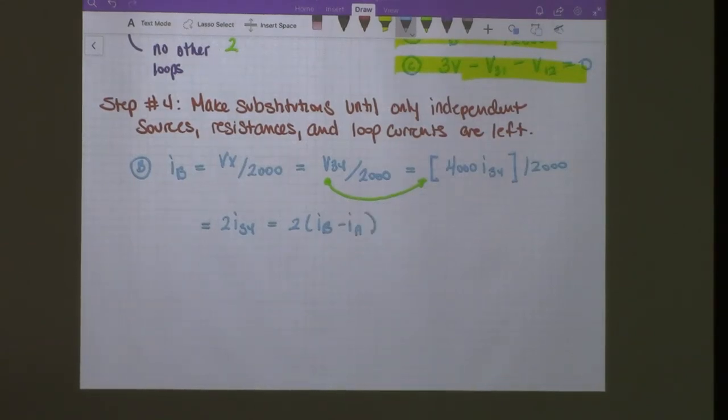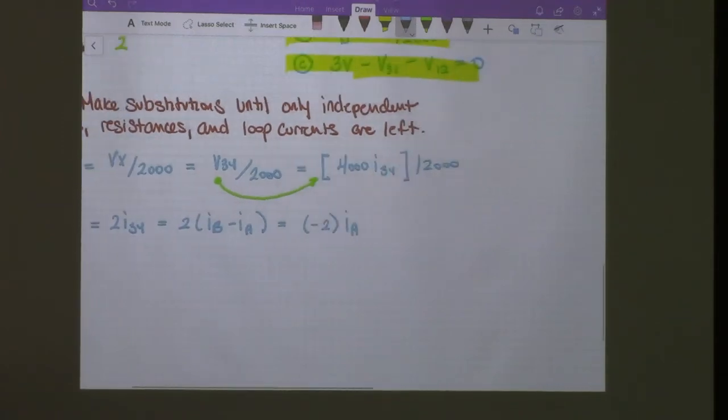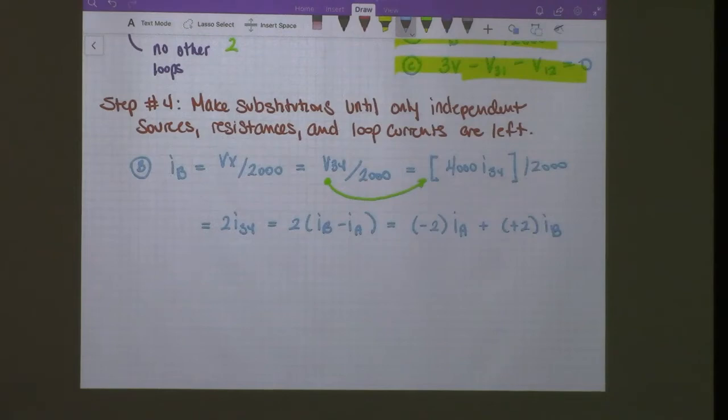And if we wanted to isolate that according to the loop variables, I could write it like this, just to make it easier to put into a matrix form. All right, now let's deal with C.